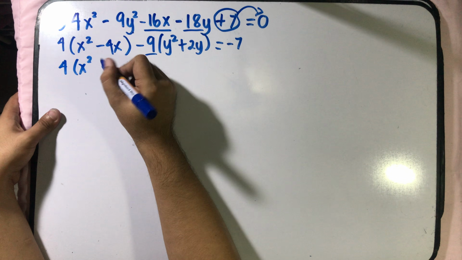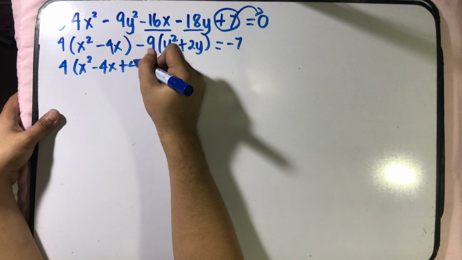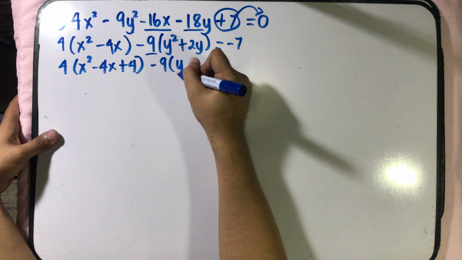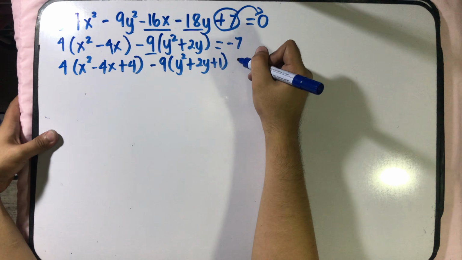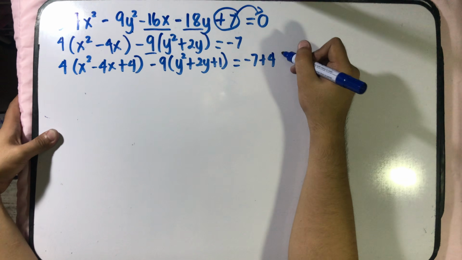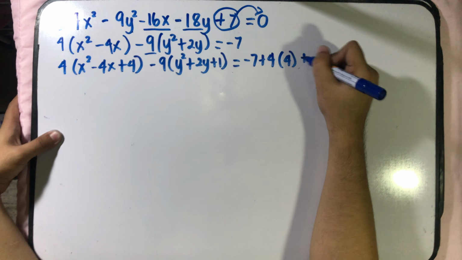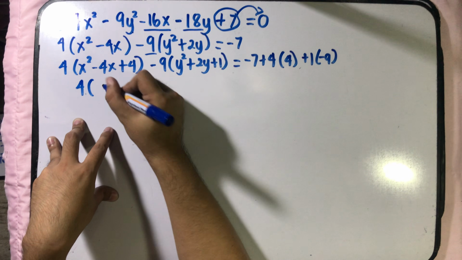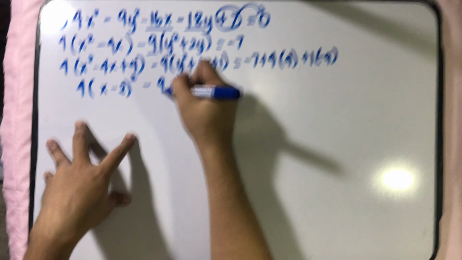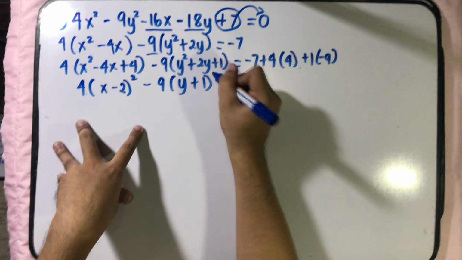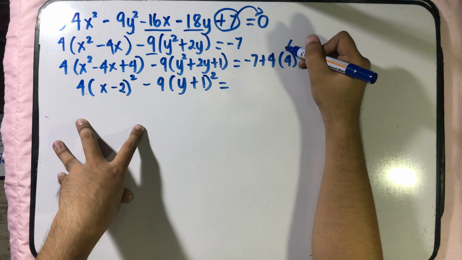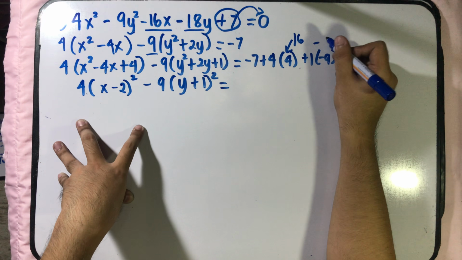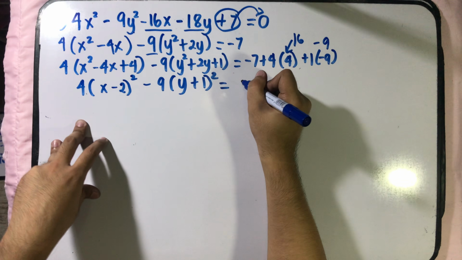It is now the time that we complete the terms. x squared minus 4x plus 4, since this is negative 4 divided by 2 squared, 4. Minus 9 times (y squared plus 2y plus 1) is now equal to negative 7 plus 4 times 4, and plus 1 times negative 9. We'll be having 4 times (x squared minus 4x plus 4), that is (x minus 2) quantity squared, minus 9 times (y plus 1) quantity squared, is now equal to negative 7 plus 4 times 4, which is 16. So this becomes positive 9. Plus 1 times negative 9, that is minus 9. 9 minus 9 becomes 0.